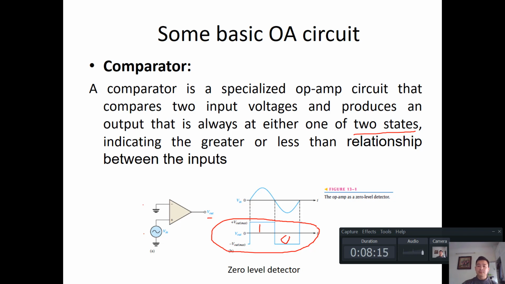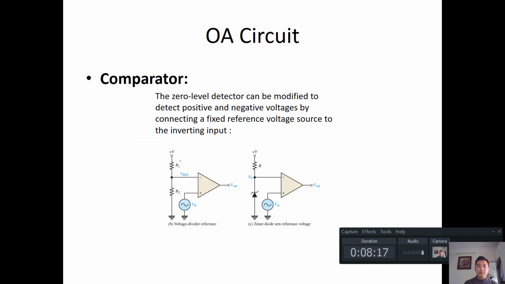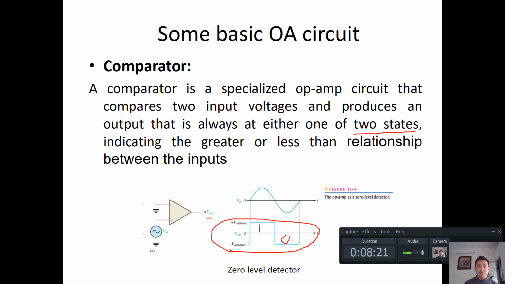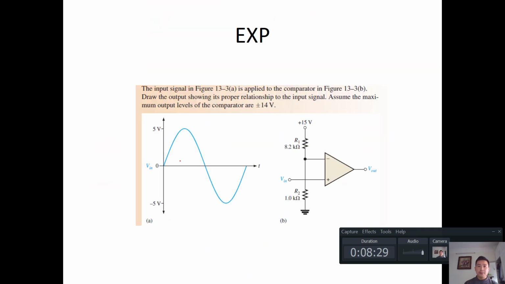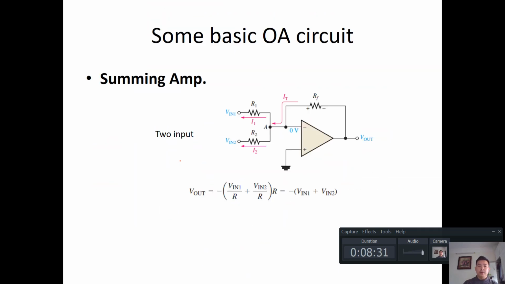One or 0. The comparator. We can also change the ground by the other values of voltage, and we have another comparator circuit. Okay, I will concentrate on some principle circuits which use op-amps.